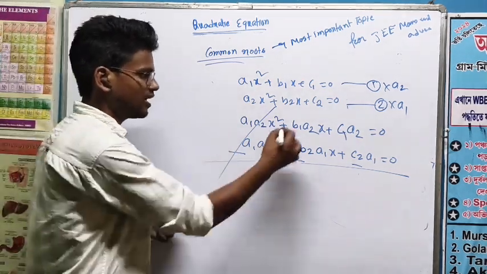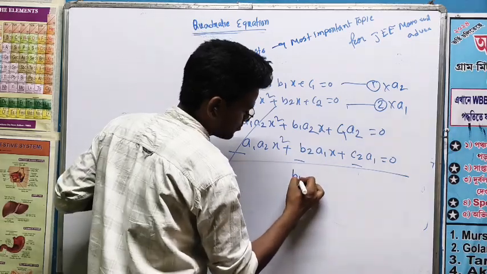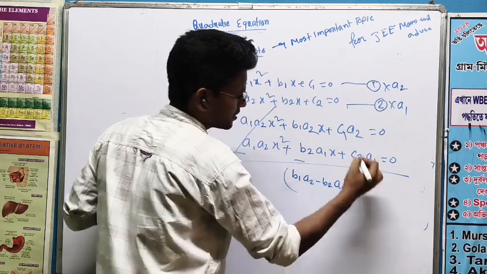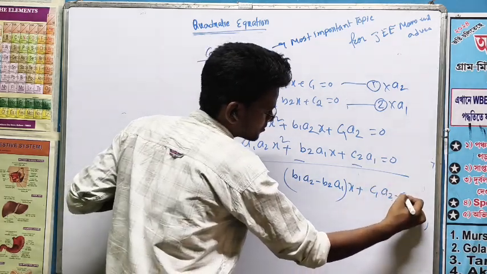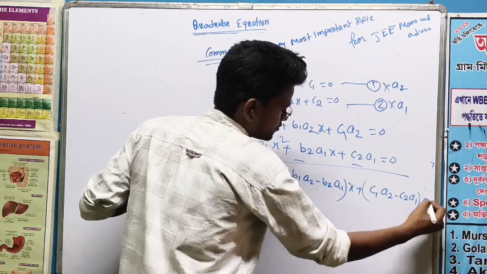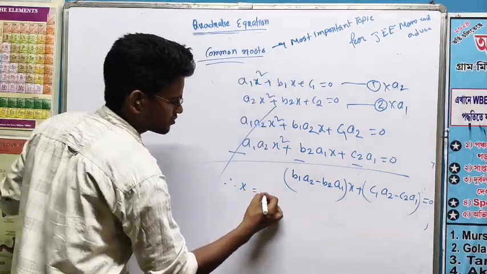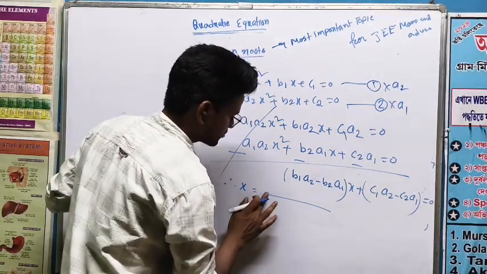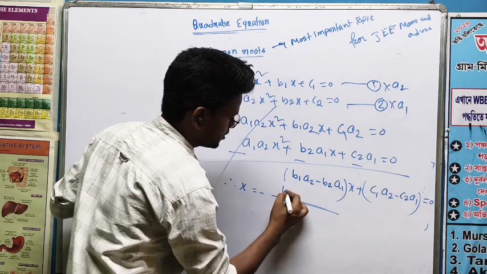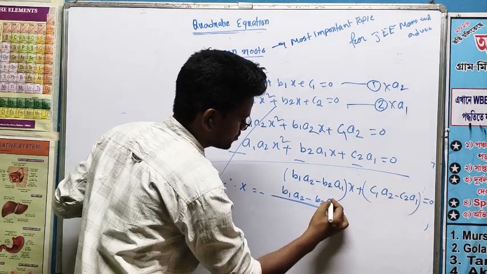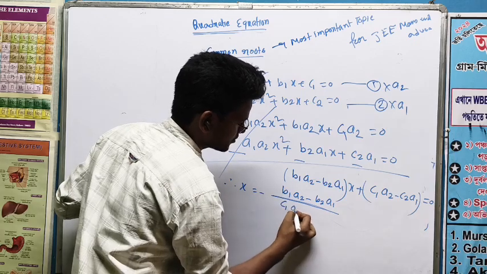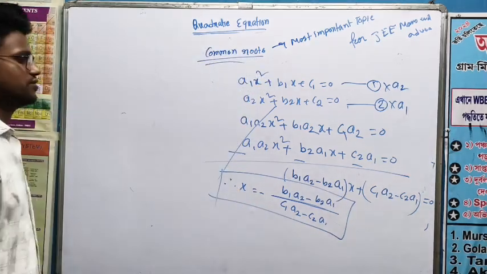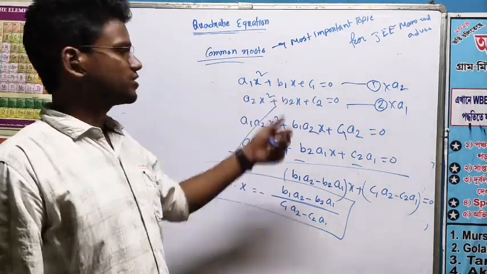That means this cancels out, and this is equal to b1 a2 minus b2 a1, multiplied by x, plus c1 a2 minus c2 a1, is equal to 0. So x is equal to minus (c1 a2 minus c2 a1) divided by (b1 a2 minus b2 a1). So this is the condition for the common roots of those two equations.